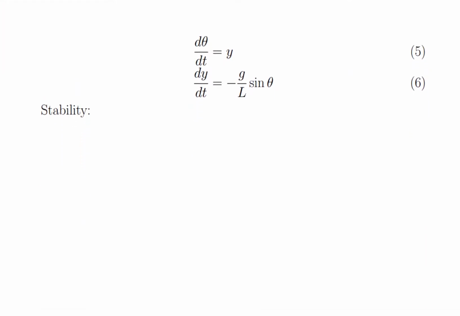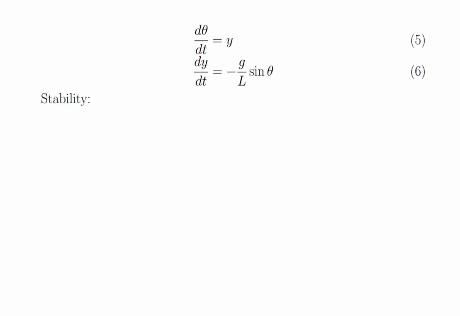So, using what we've learned so far, I can try and analyze the stability of those fixed points by linearizing the system at each fixed point. That means I first need to write down the Jacobian derivative. The derivative of this one with respect to theta is 0, with respect to y is 1. The derivative of this one with respect to theta is minus g over L cos theta, and with respect to y is 0. That's my Jacobian derivative.